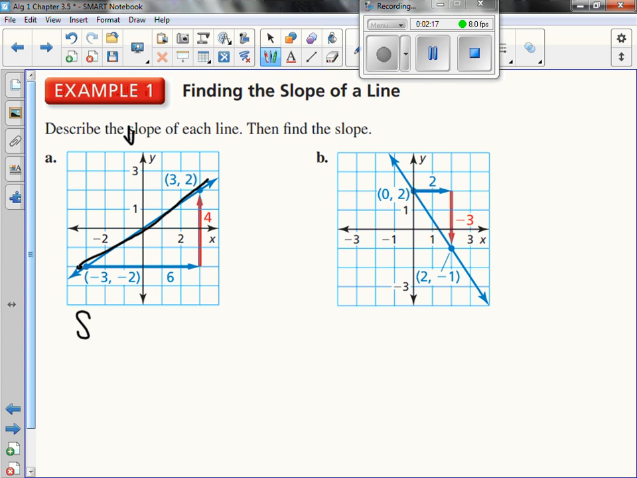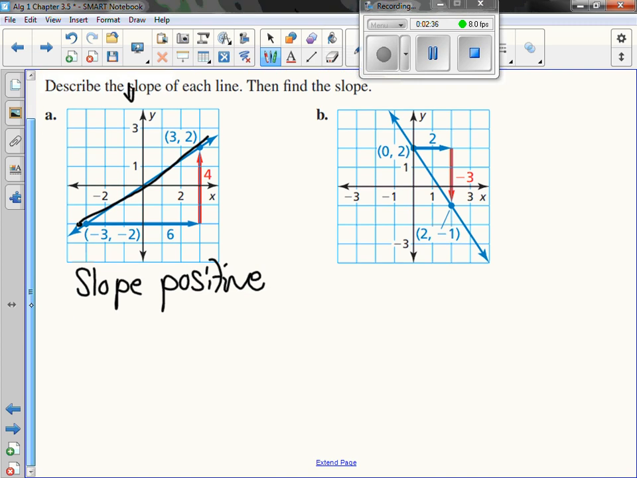So the slope would be positive, because if the line is going up from left to right, it's increasing in value as we go along the chart, it would be positive. It would be a positive value. But now we want to find what the actual slope is. We want to find out m, the value of m.